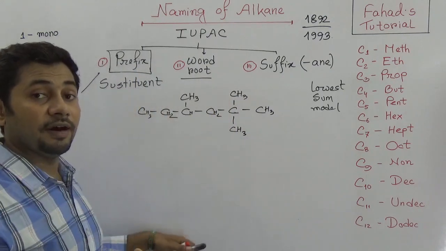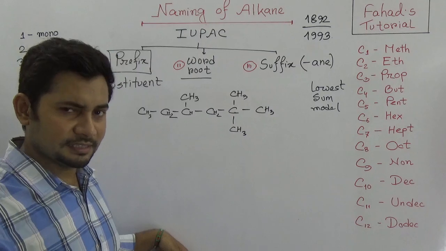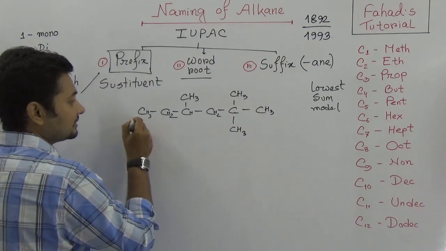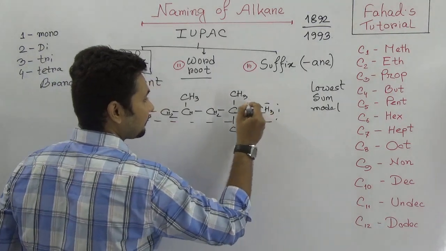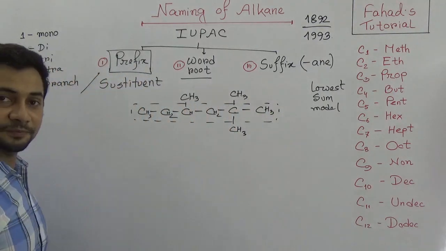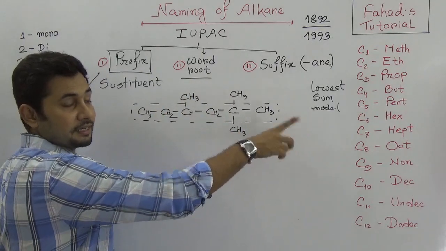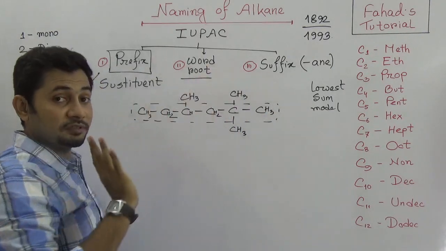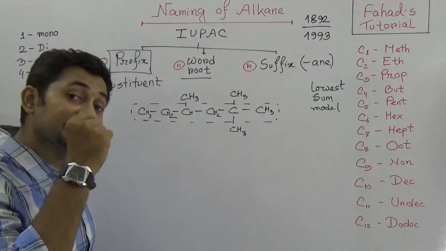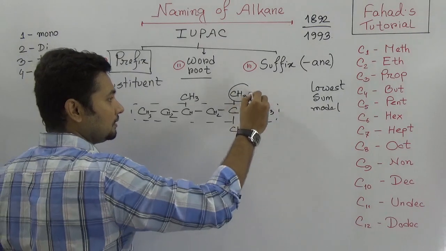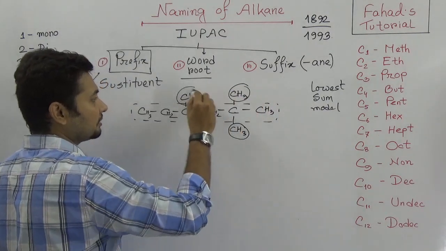Anyhow, we will not find 7 carbons, we will always find 6 carbons. We find the longest part, that is, this is the longest chain. And we got 6 carbons, so the word root is hex. Of course we got the suffix also, this is -ane. So this is hexane.